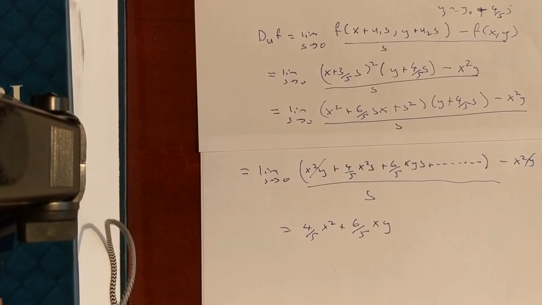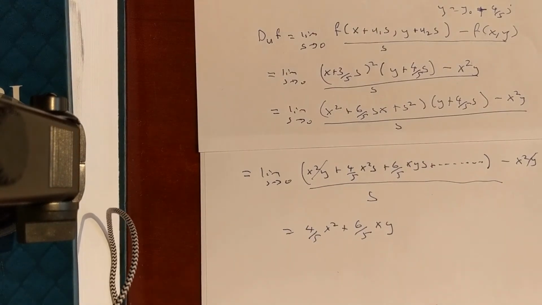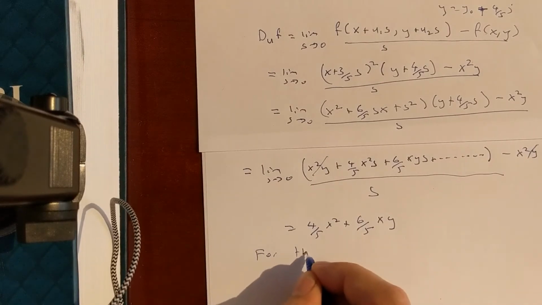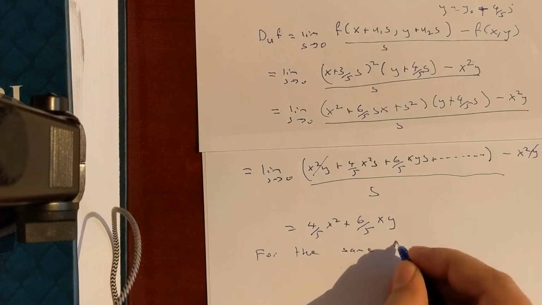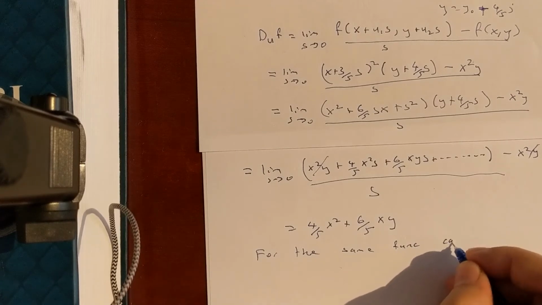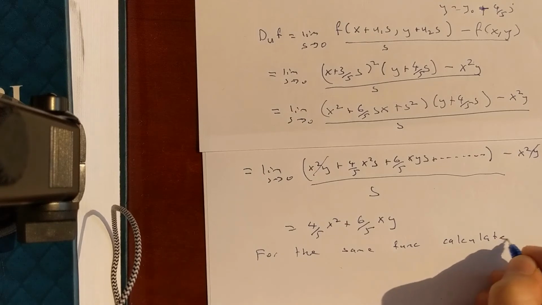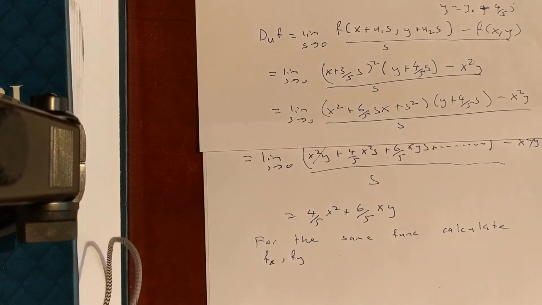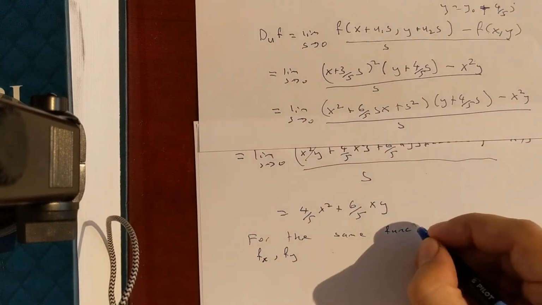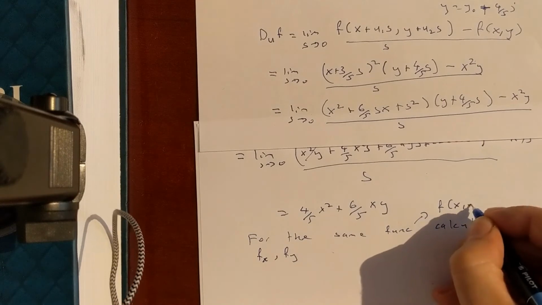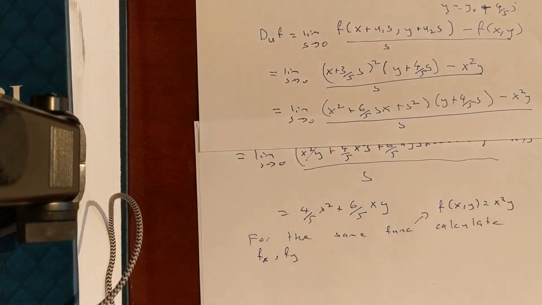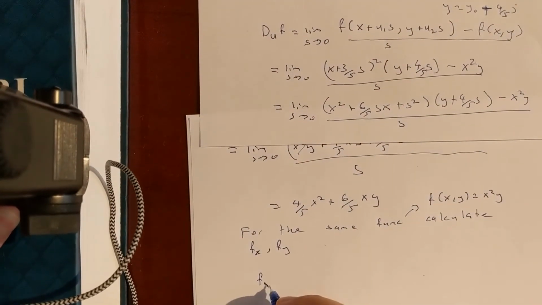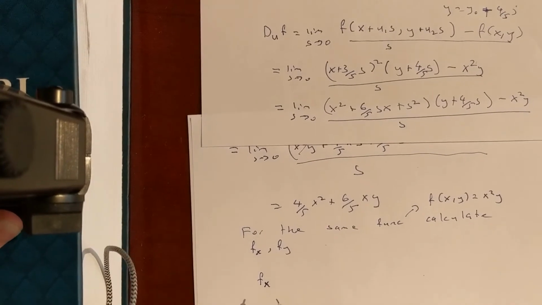Now, I want to ask you the following question. For the same function, calculate f sub x and f sub y, the partials f sub x and f sub y. For the same function, what was the function? Remember, we were talking about the function f of x, y was x squared y. Okay, this was our function. Now, this is easy. We already learned this. And what was it?